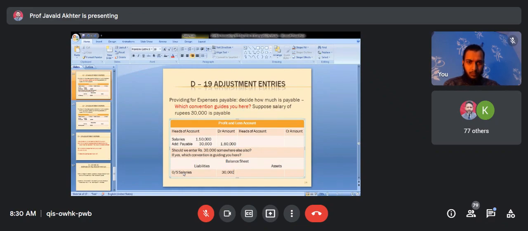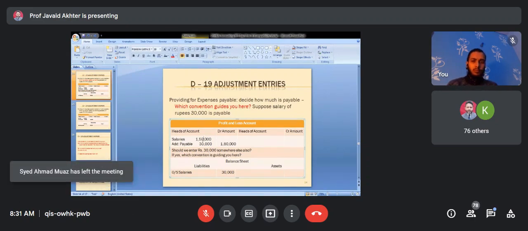But here we may write outstanding salaries, outstanding wages, outstanding rent, everything, and they will be added respectively in the profit loss account in the respective head. Salary will be added to salary, rent to rent, insurance premium to premium. So this is the third example of adjustment entries. How do we incorporate those adjustment entries in our profit loss account and balance sheet? Clear up to this stage? Yes, sir.